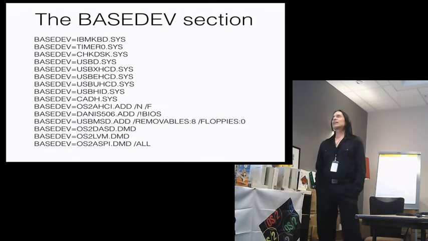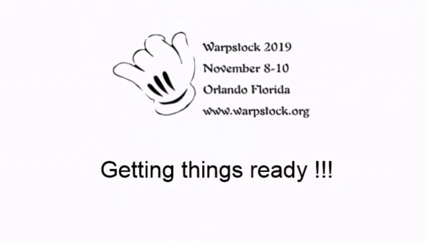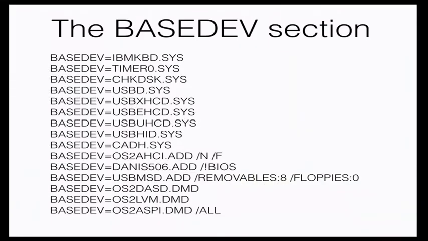The next section of your config.sys that the kernel loads and runs is all the base devs, the base drivers. These are all the drivers that are considered essential for the system to run and kind of gets everything working. This is all of the base devs that I use on my computer. Starts with the device-dependent keyboard driver and your high-resolution timer, the check disk helper driver, all of your USB drivers, the CAD-H, which is your Control-Alt-Delete helper.